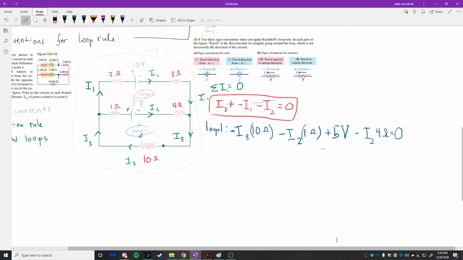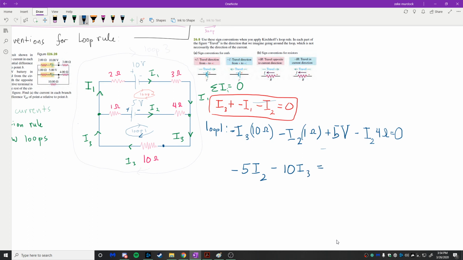And I'm going to simplify this just a little bit so it doesn't look so nasty. So let's rearrange this in the following sense. We have negative 2I2 and negative 4I2, so that's going to be negative 5I2. Then we have minus 10I3. I'm dropping the ohms. And I'm just going to move all of the voltage stuff to the right-hand side. So I'm going to say this equals negative 5 volts. Okay. That's our equation for loop 1.